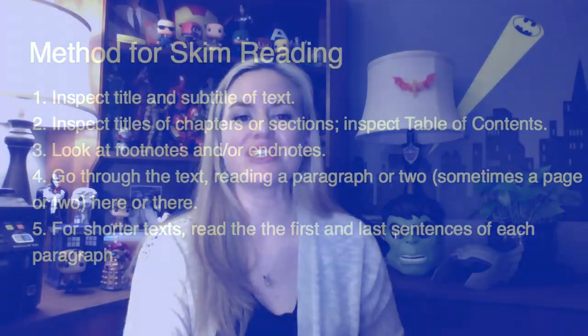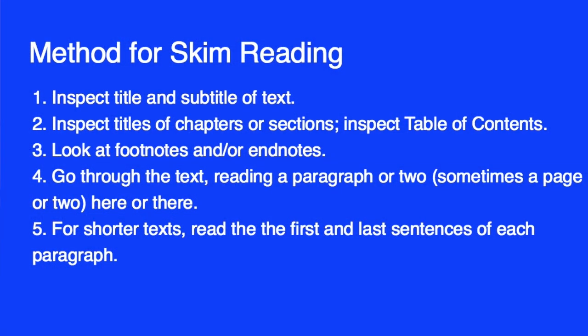The purpose of skim reading or scanning through a text is to discover what the text is about as a whole in a general sense. Now there is a particular method to this. First off, you'll want to inspect the title and subtitle of the text because they're going to tell you a lot about what that particular text is about. Next, look at titles of chapters or sections. Taking a look at the table of contents would be a good idea here. That way you can see how the text is organized.